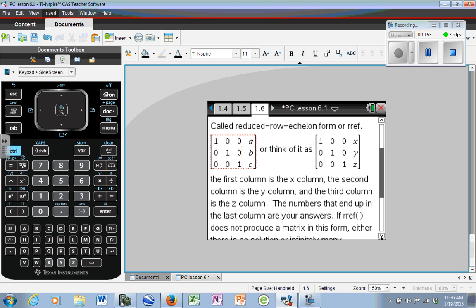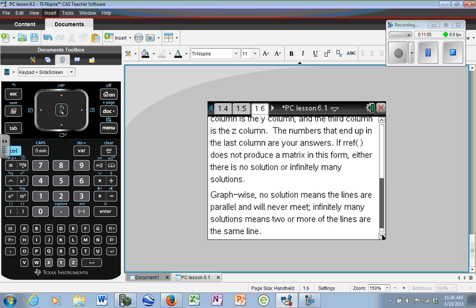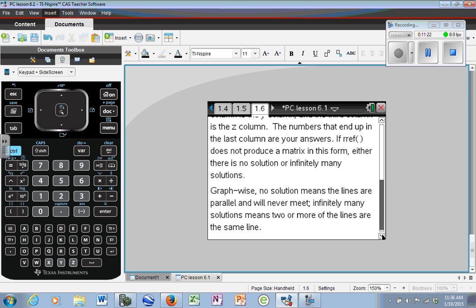If reduced row echelon form doesn't produce a matrix that's in this form, either it has no solution or infinitely many solutions, like you'll see in example 6 in your book. And if you're graphing these things, no solution means that the lines aren't ever going to cross each other. They're parallel. Infinitely many solutions means that 2 or more of those lines are the same line, and so every point is an answer, and you never get one x, y, z answer. Well, that's no good. We don't like that at all.